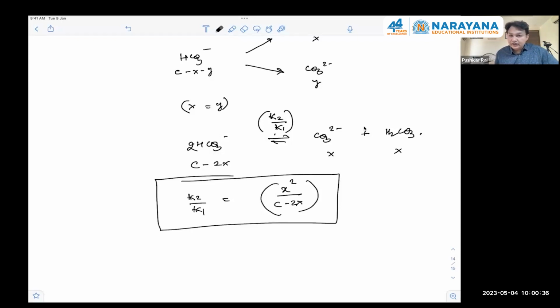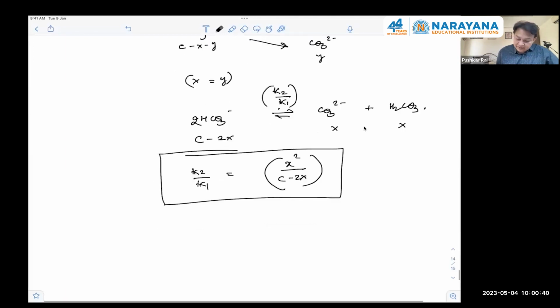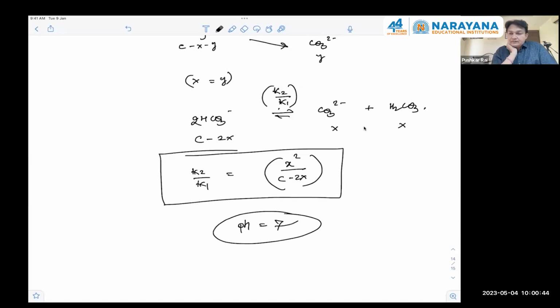So what you are doing? You're doing that x is equal to y. If x is equal to y, then pH should be equal to what? 7, isn't it? Like the isoelectric point is the midpoint of K1 and K2. Yeah, of course. You're taking reference of the isoelectric point. Basically, from this we explain the isoelectric point.